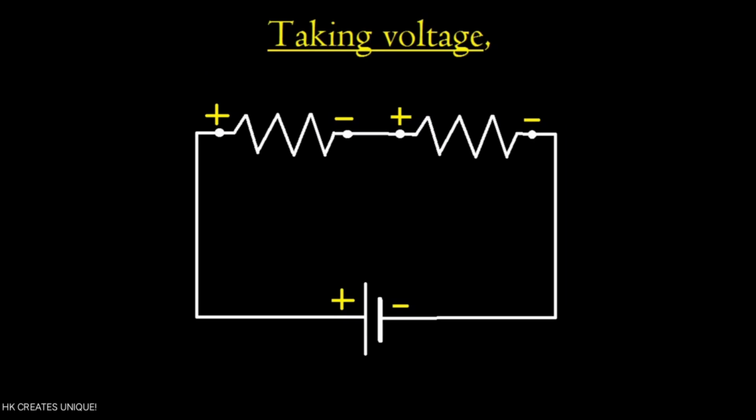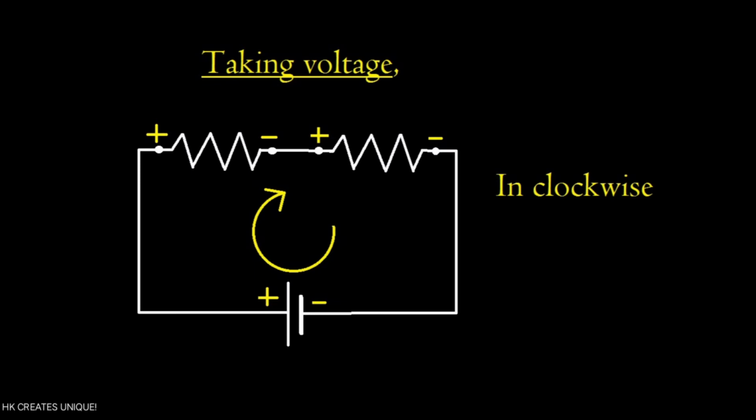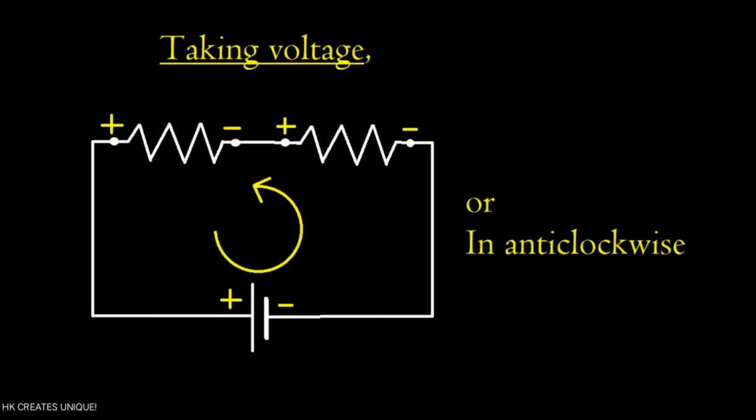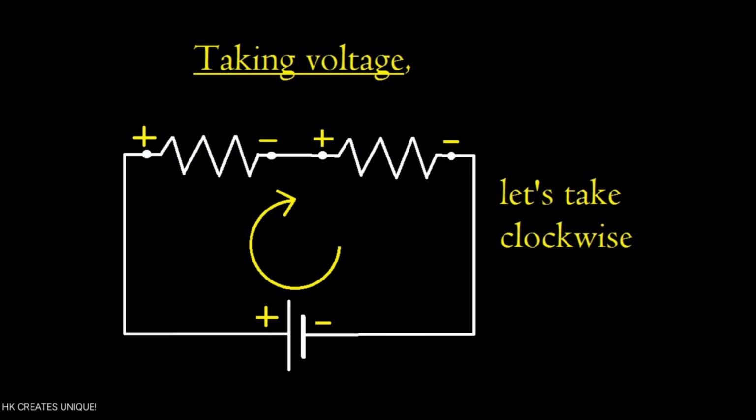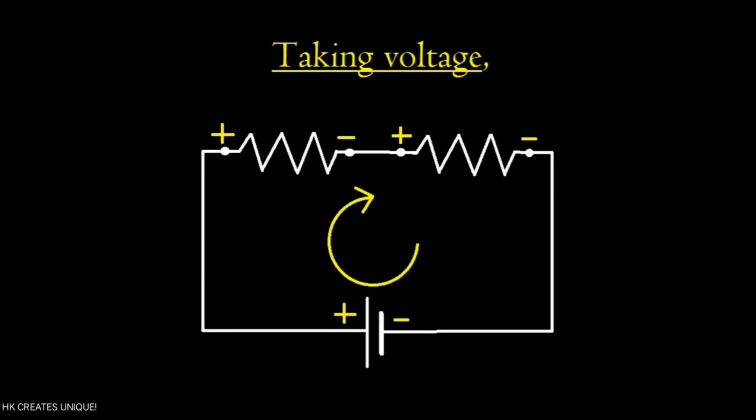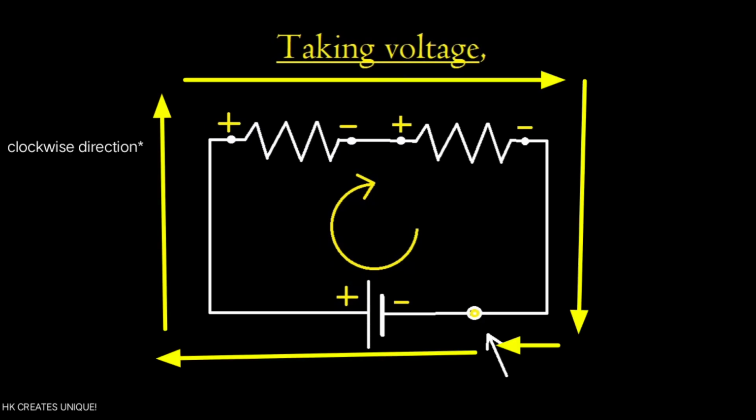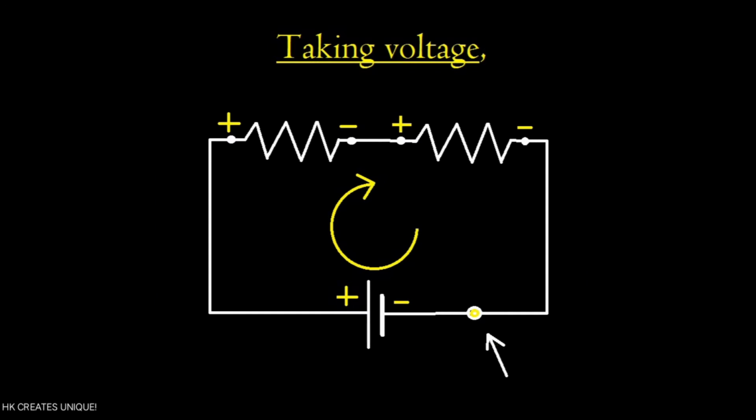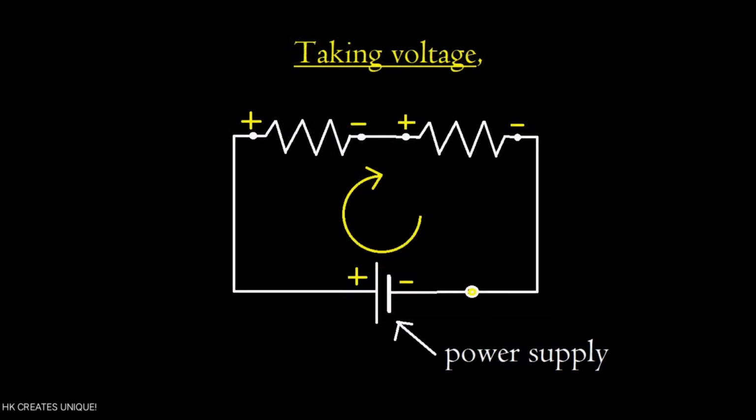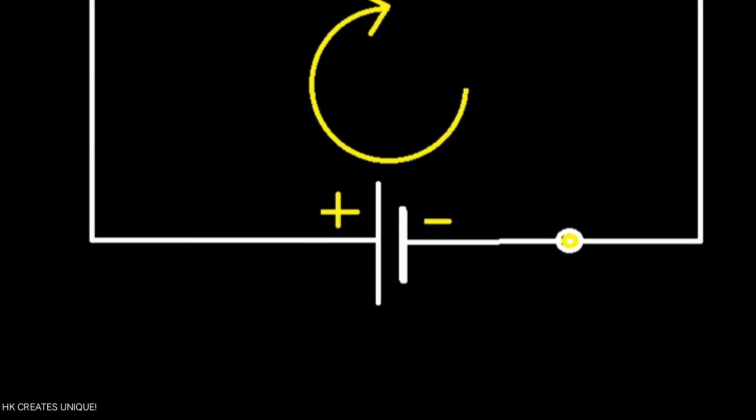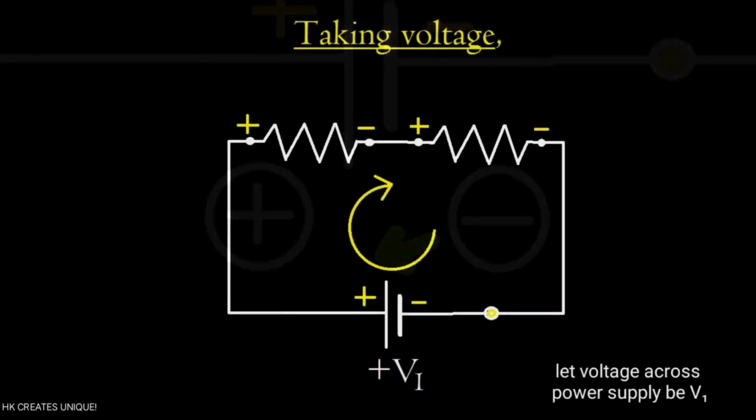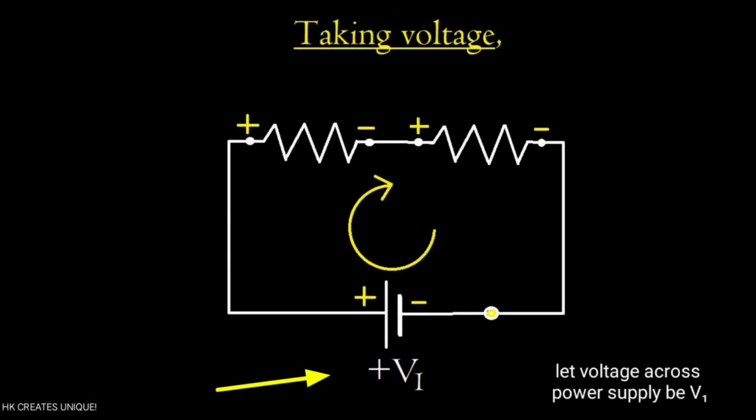Now we can take voltages in the closed loop in clockwise or in anti-clockwise direction. Let's take clockwise direction in this loop. To make sure not to take voltages of a component more than once, take a point in the loop. From that point, start taking voltages and finish in that point. So in this loop, from this point, the first component is the power supply. Since we are taking voltages in clockwise direction, voltage polarity of the power supply goes from negative to positive. If this happens, simply take voltage across the component positive.